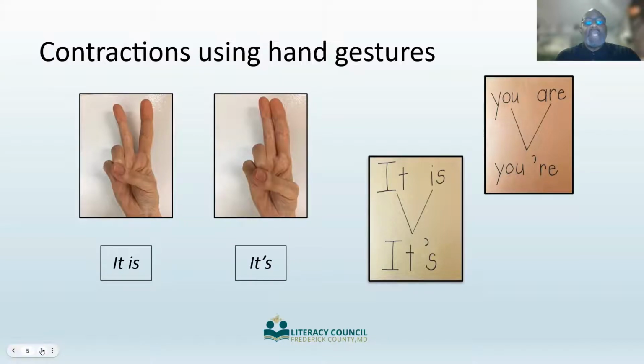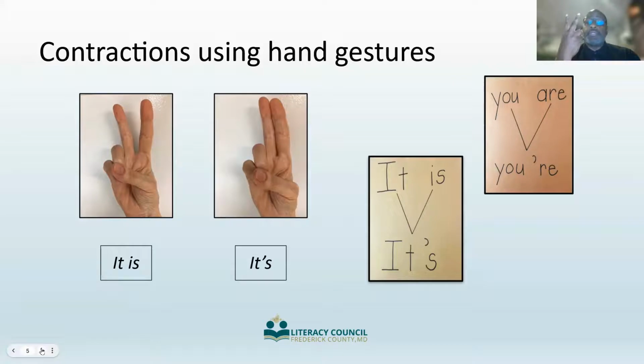When teaching contractions, you can indicate two words by using two fingers in a V shape. Bring them together to indicate a contraction. Say the two words with your fingers apart, "it is," and then say the contraction, "it's." As you move your fingers together, it shouldn't take long for the student to make the connection.